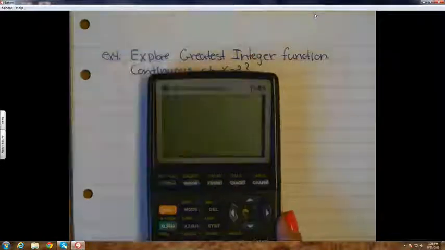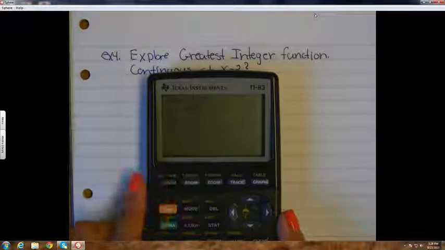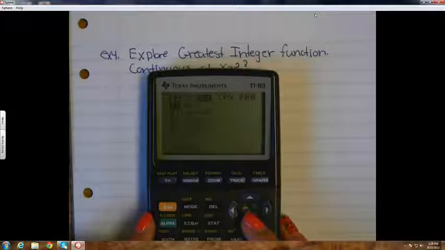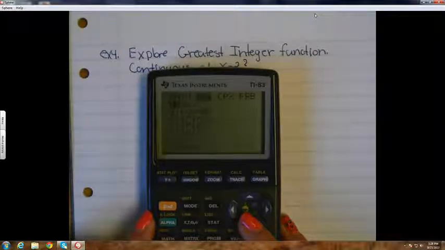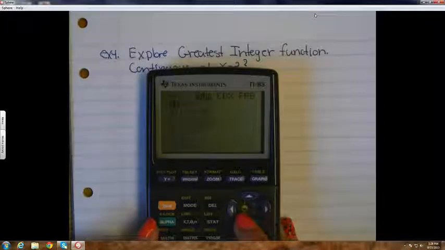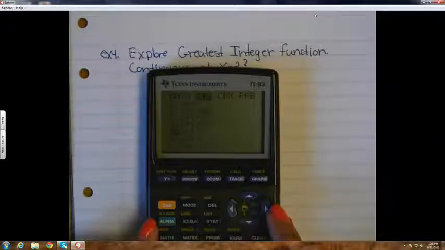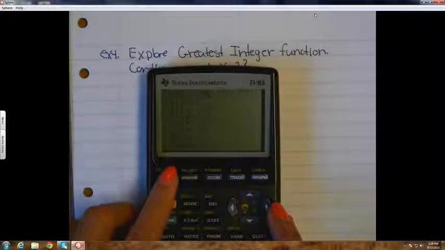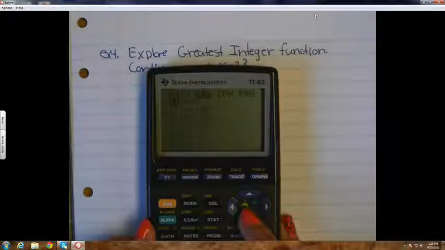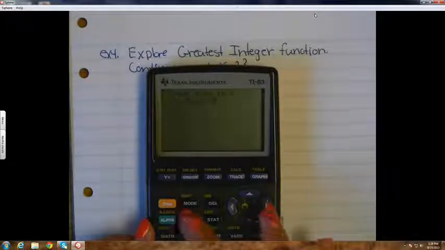Okay, remember where this bugger's at. So y equals, let's see, math, num, that is int, yep. So I went to math, over to num, down to int, number 5. Oh, but I've got to be in the y equals. Alright, try that again. Math, over to num, down to number 5, x.